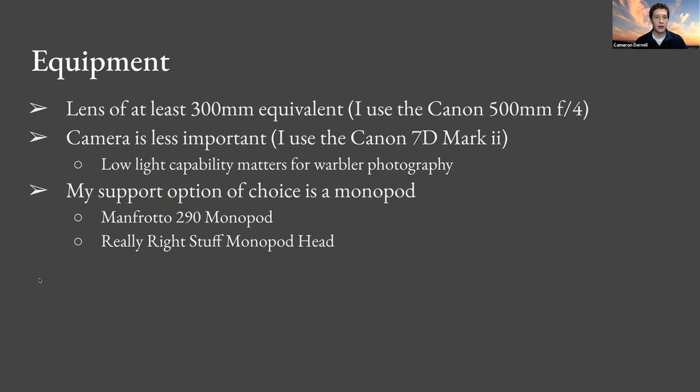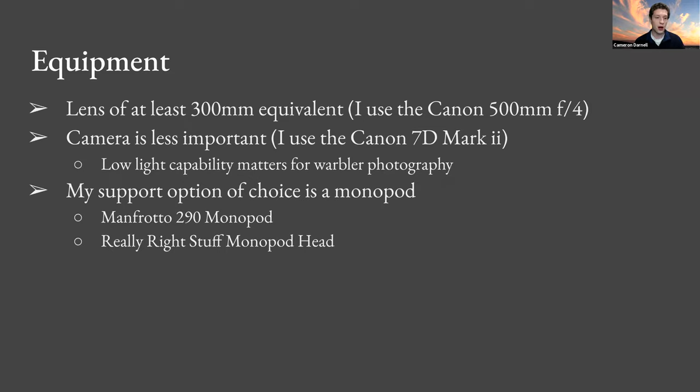Next, let's talk about the equipment that I use for warbler photography. For any warbler photography, since warblers are tiny, a lens of at least 300 millimeter equivalent, so 300 millimeter or something that teleconverts to a 300 millimeter, that's really essential. Anything less than that is not going to give you enough reach for these types of birds. I personally use the Canon 500 f4 lens.